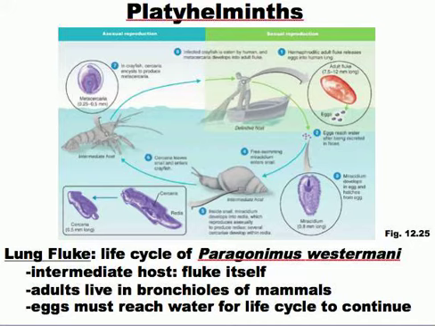Now, after the eggs are passed in feces, if they're able to reach water, that's what's seen here, the eggs can develop into a stage that's called the miracidium. And this miracidium stage is free swimming. That's what's shown here. The miracidium, or free swimming stage of this lung fluke, can enter into a snail, and the snail is going to act as its intermediate host.